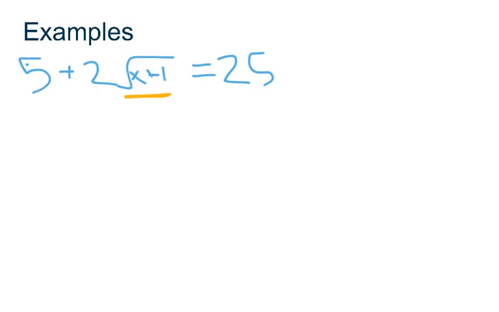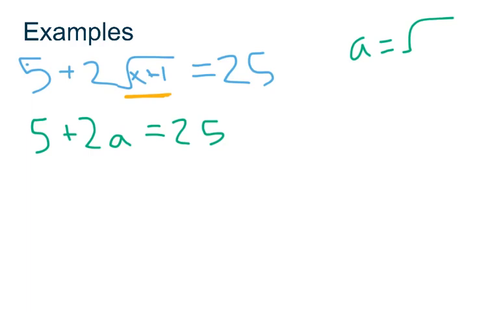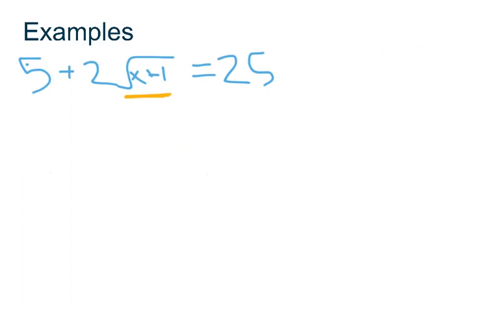And so think about the equation sort of being like 5 plus 2a is equal to 25, where a is equal to the square root of x plus 1. We need to get a by itself. So we would subtract 5, and then once we're done with that, we would divide by 2. So we'll do the exact same thing, but this time with the radical.